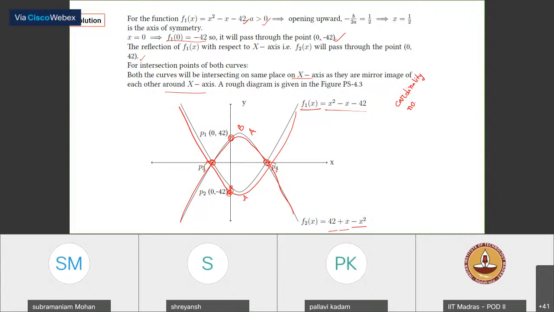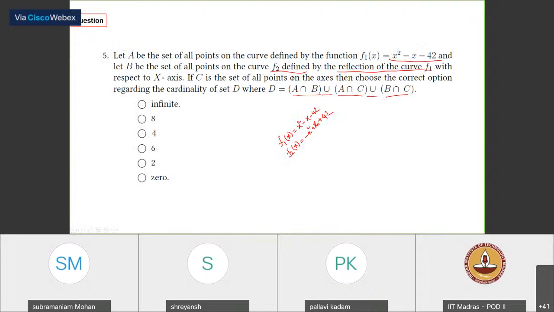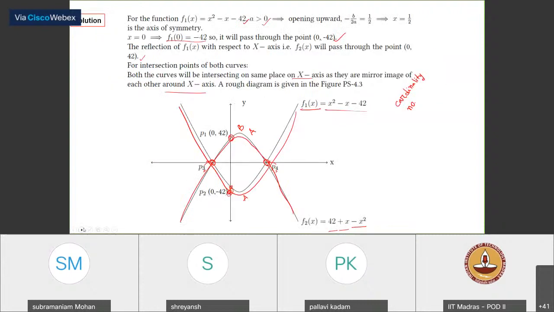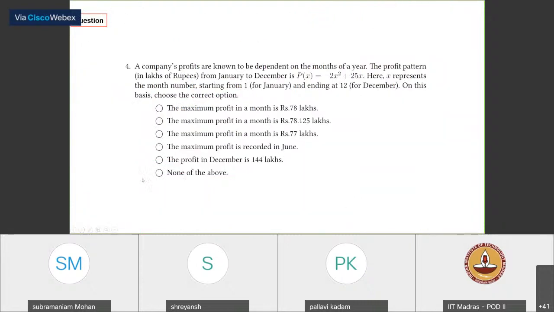Tallam has asked, what is C? C is the set of all points on the x and y axis. So the set of points on both the x and y axis, that is C. Okay. So this question.